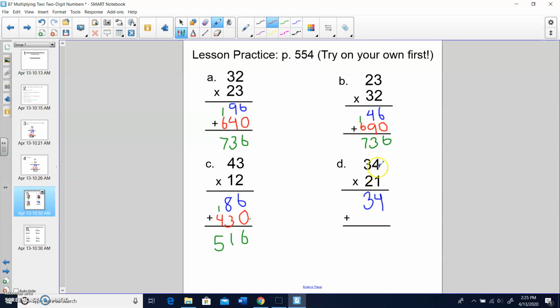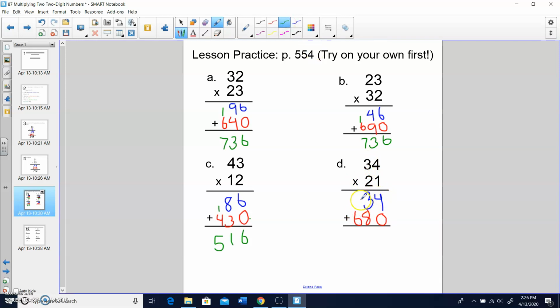Okay, moving to the tens place. I'm going to take 2, which represents 20. It's in the tens place. So I'm going to put my 0 to hold, so I know that I'm moving over to the tens place, and I want to keep everything nice and lined up. Okay, so I'm going to take 2 times 34. So 2 times 4 is 8, and 2 times 3 is 6.